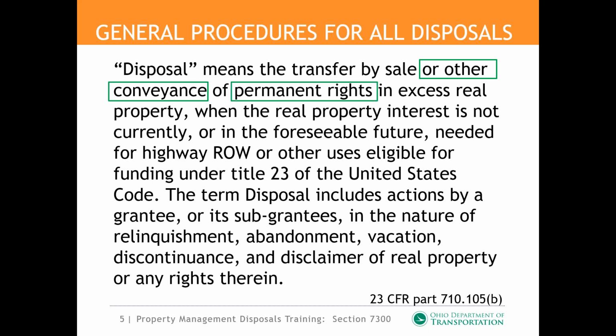Next, we see the words permanent rights. That tells us that a disposal would not include things like leases, rentals, and license agreements. All these items are covered in ODOT's Policy and Procedure Manual 7100.